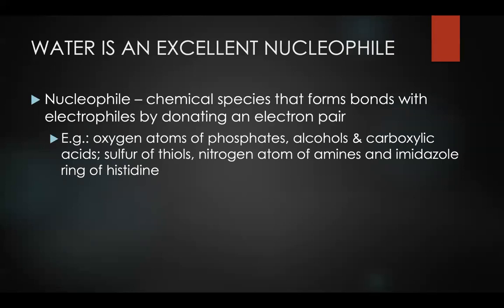When you say nucleophile, these are chemical species that form bonds with electrophiles by donating an electron pair. Why does water have the capacity to donate an electron pair? Because oxygen has two extra electron pairs. So oxygen atoms of phosphates, alcohols, and carboxylic acids, the sulfur of thiols, nitrogen atoms of amines, and the imidazole ring of histidines are electrophiles. They are attacked by the oxygen of water. The water, specifically the oxygen of water, is the nucleophile.